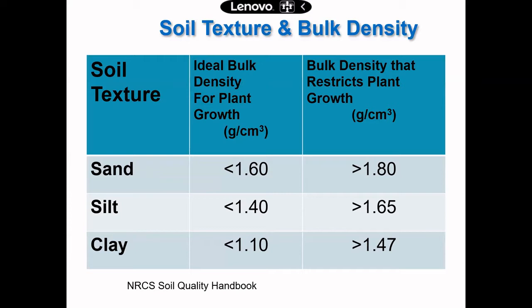Your clay particles have a negative charge on them. And if you look at the bulk densities, you can see that the ideal density for plant growth is lower for clay than it is for sandy soil. Sandy soil has much more open space, so it can get up to 1.6, and as long as it's less than 1.6, you're going to have good growth. But in a clay, it doesn't take near as much bulk density to really restrict your growth. It's greater than 1.8 on a sand and right around 1.47 on a clay, with silt being in between.